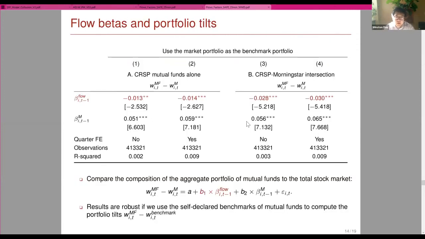So now we move to the institution's asset allocation results. It's very simple, very intuitive.